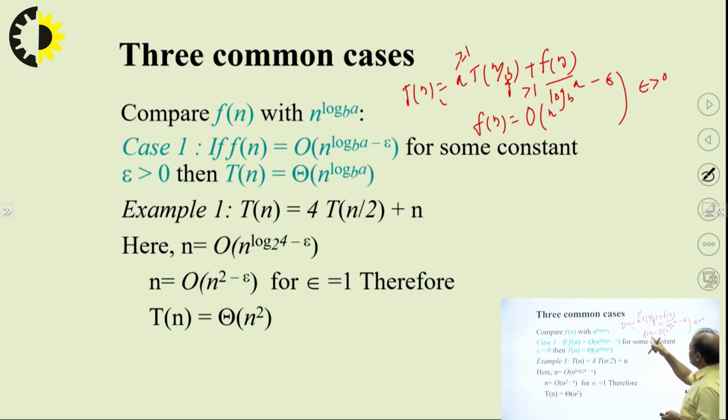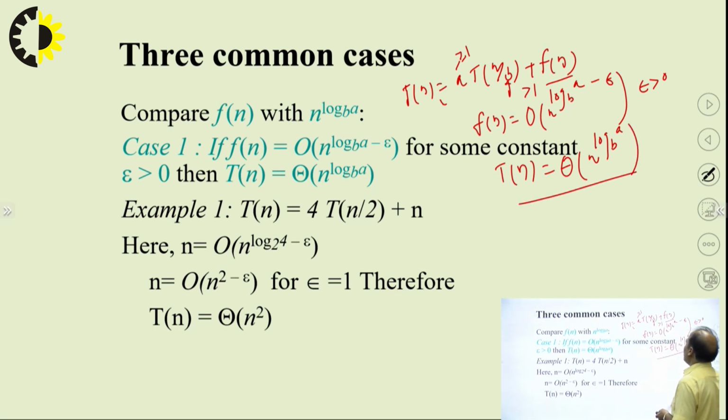If we can say that Fn is less than or equal to this value, then we can say that Tn is theta n to the power log A base B. A direct solution can be obtained if we can get this inequality. If this is satisfied, we can get a direct solution by using master method case 1.